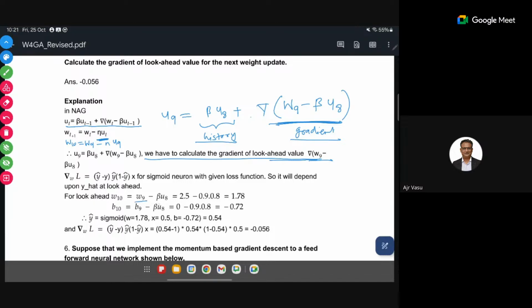W9. Now that we've moved to W10, W9 minus beta U8. No, here also U9 should be there. Correct. So U9 has not been calculated at all. That's what I'm not able to understand, what I'm missing. So they wrote U9 directly as this, but for that we'll need U8. I'm not sure. I didn't solve this, but okay, I'll look into it.